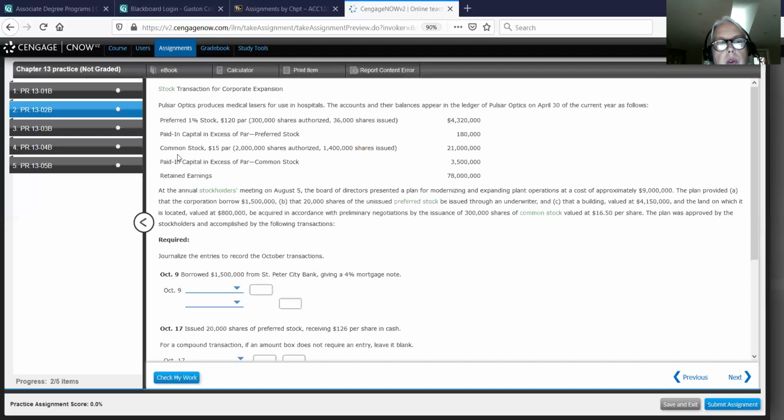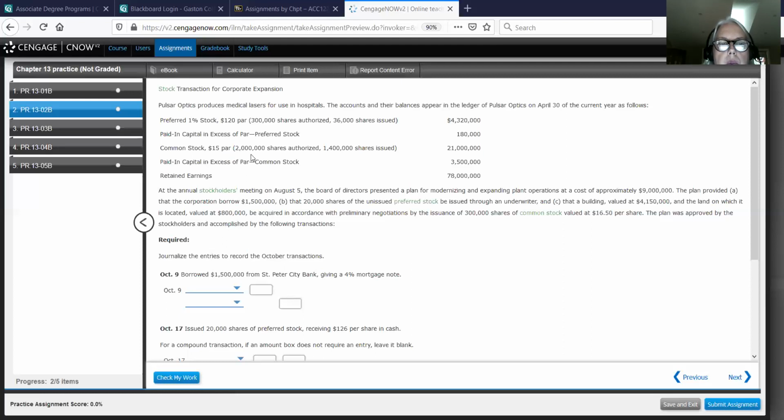This company also has what we call common stock. And common stock has voting rights. And so common stock is associated more with the ownership of the corporation. The common stockholders are paid dividends after the preferred stockholders are paid. But the common stock also has a par value that's written on it, and that par value is $15 per share.